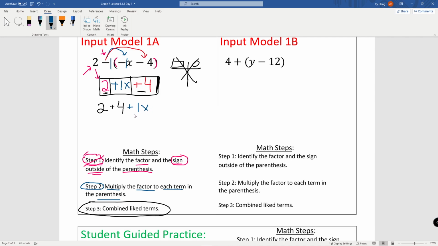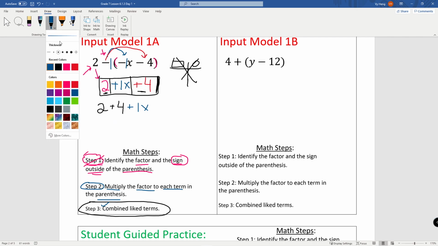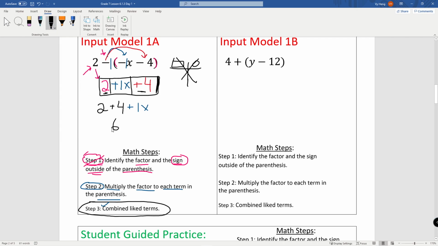1x, right? Again, you can write this as just a regular x if you want to. So now we have 2 plus 4 plus 1x. Now we can combine it after regrouping it. So what's 2 plus 4? It's going to be 6. And then we just have this right here, plus 1x.